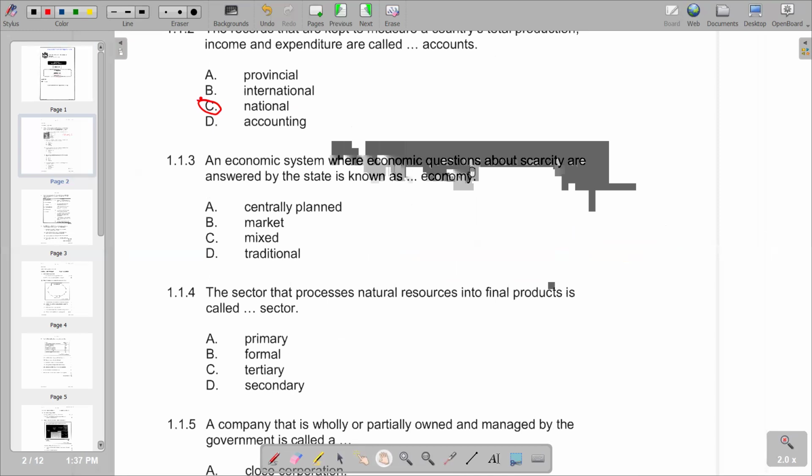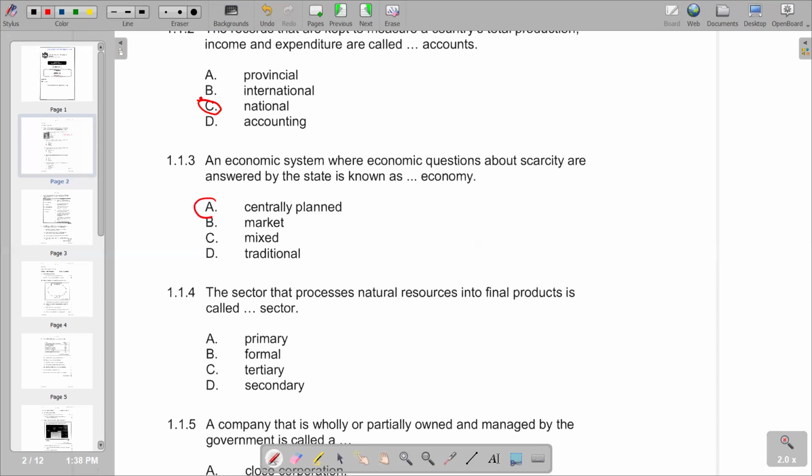Then 1.1.3: an economic system where economic questions about scarcity are answered by the state is known as dash economy. We know that that one is a central planned economy, but obviously we are also going to have a market economy whereby forces of supply and demand determine prices. So there is no government intervention inside the market economy. So the most appropriate now, according to the explanation given, where we are saying the state, we say central planned. So we have A as the correct response.